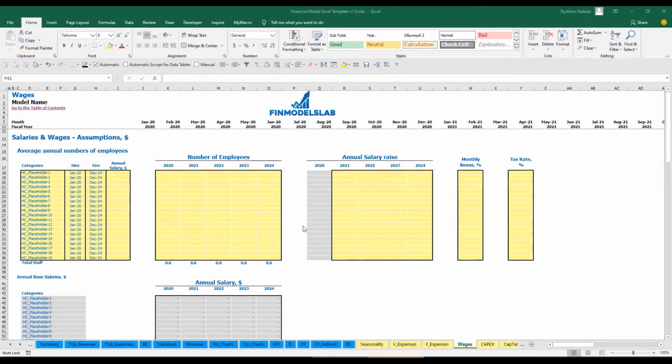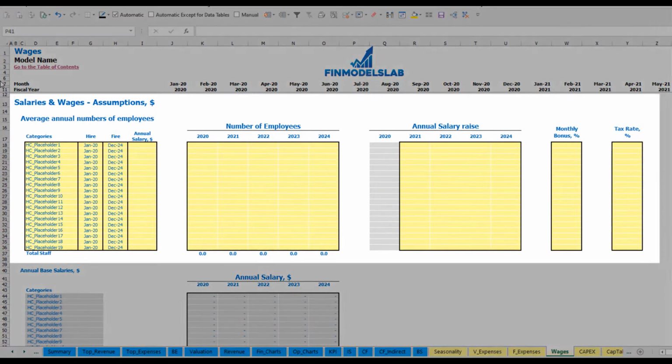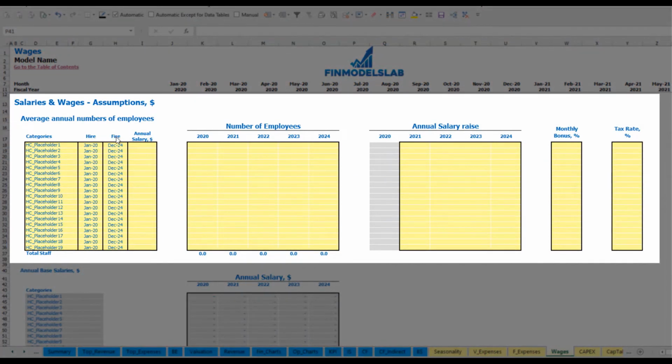On the Wages tab, you can input your headcount by categories, with hire and fire date, with annual salary, with the ability to input a different number of employees by years, with annual salary rise percentage, with monthly bonus and tax rate. Let me give you a couple of examples. Let it be a CFO, which you are going to hire in March 20. You're not going to fire him, so the fire date will be December 24.